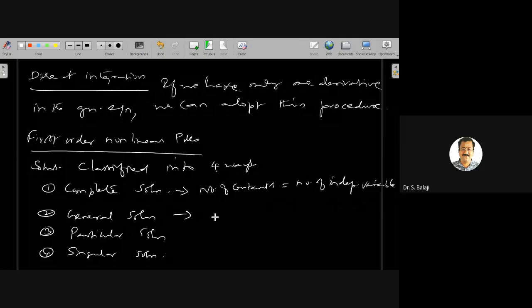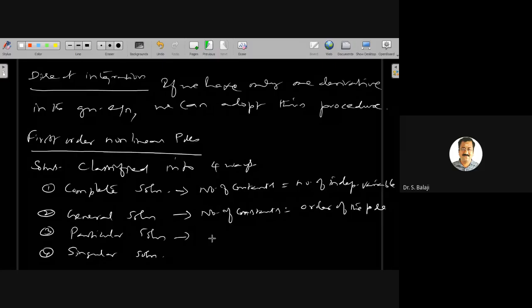General solution: number of constants equal to the order of the PDE. Order of the PDE is one. If you have only one constant, it will be treated as a general solution. If the independent variables are x, y, then you have two constants here, and you can say that it is a complete solution.